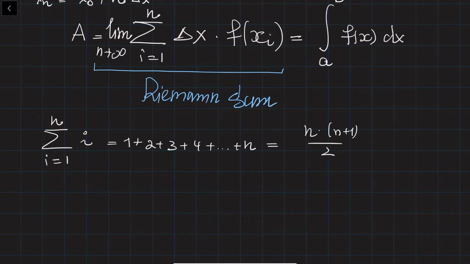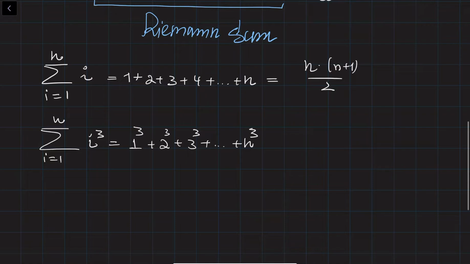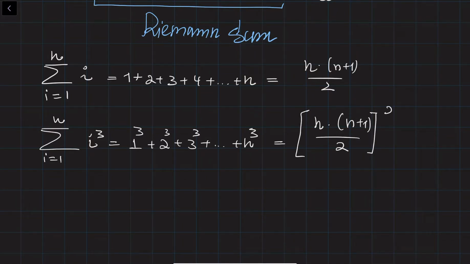That's a formula. Also, we need to know the sum of i cubed as i goes from 1 to n, which is 1 cubed plus 2 cubed plus 3 cubed, and so on, plus n cubed. It appears that it's equal to n times n plus 1 divided by 2, all squared. We need these two formulas in order to evaluate the limits. So now let's do an example.